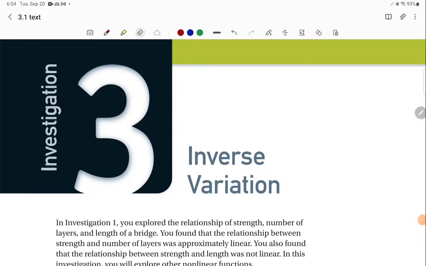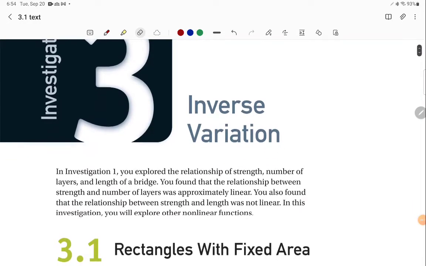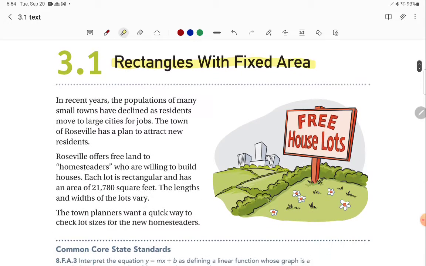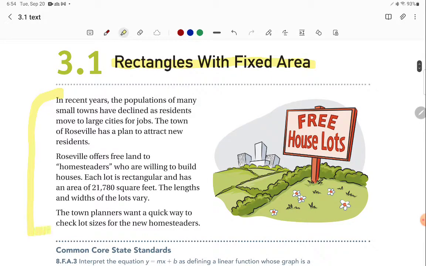In this video, we are going to look at what we're going to be investigating here in Investigation 3. Our main focus is going to be on this thing called inverse variation. And our problem for 3.1 is we're going to be looking at rectangles with fixed area. With this problem right here, if you haven't read it already, go ahead and take a minute and read it.